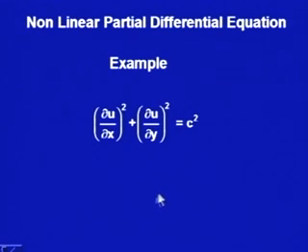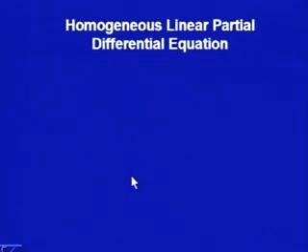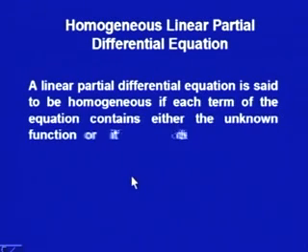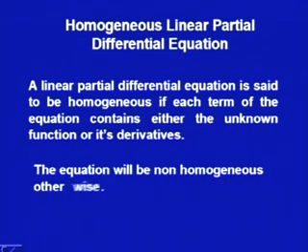Now, as in ordinary differential equations, for linear partial differential equations we again define homogeneous and non-homogeneous. A linear partial differential equation is said to be homogeneous if each term of the equation contains either the unknown function or its derivatives, and otherwise the equation would be called non-homogeneous.